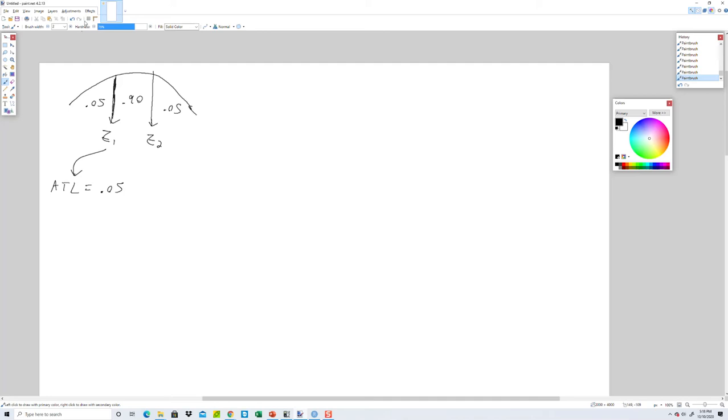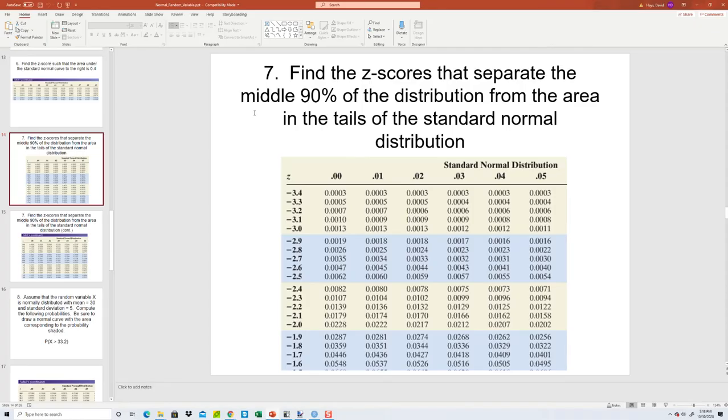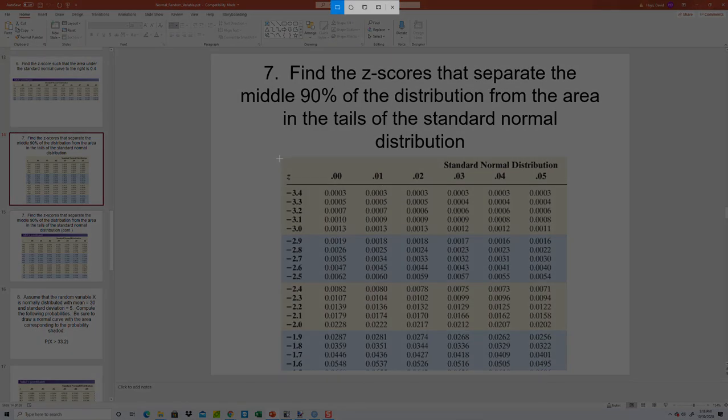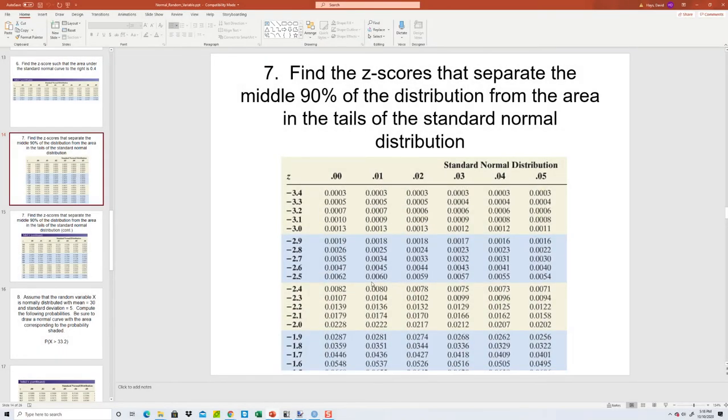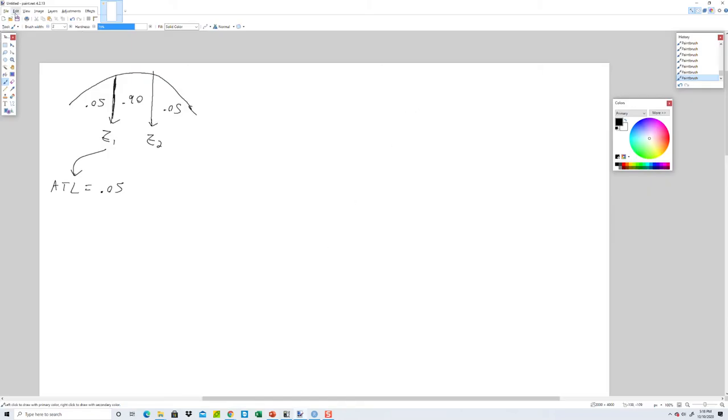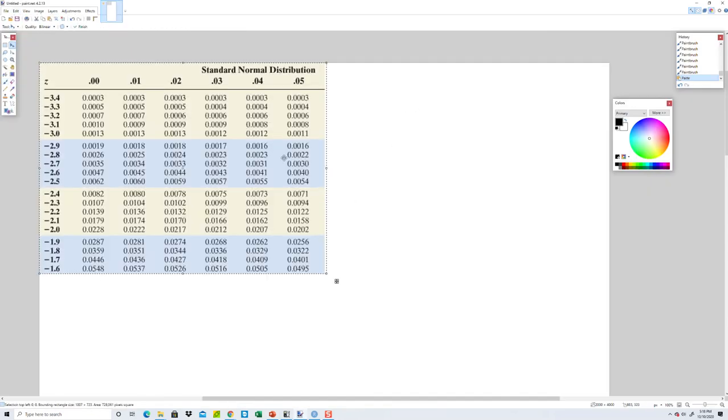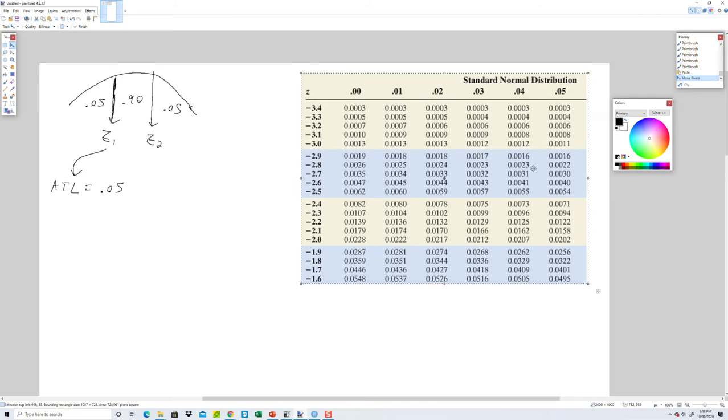Okay, so let me bring up that table. Okay, so we're looking for the value in there closest to 0.05. Now I chose this one for a specific reason.